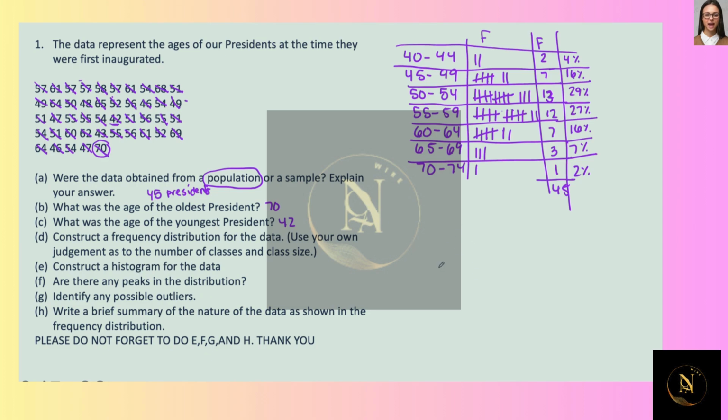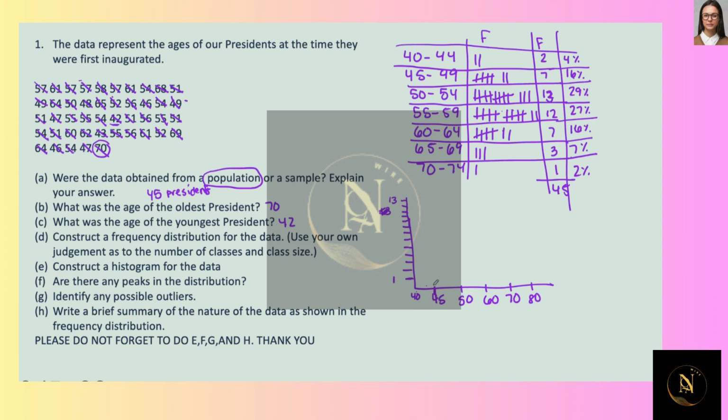Then it wants you to construct a histogram of this data. When you construct a histogram, what I would do is go from 1 to 13, counting by 1, so 2, 3, 4, 5, 6, 7, 8, 9, 10, 11, 12, 13. So 13's up here. And then I would go along the bottom from 40 to 45, and then 50, 60, 70.